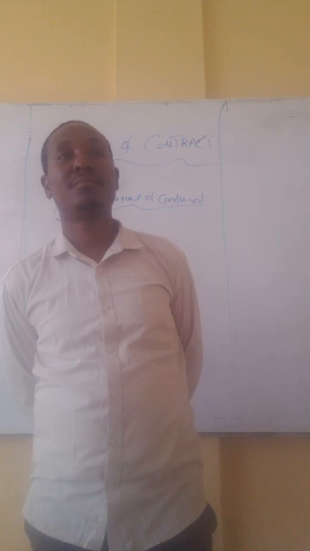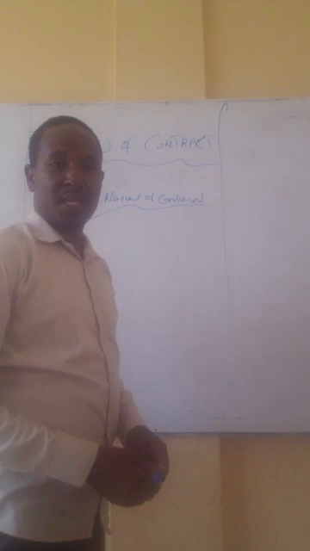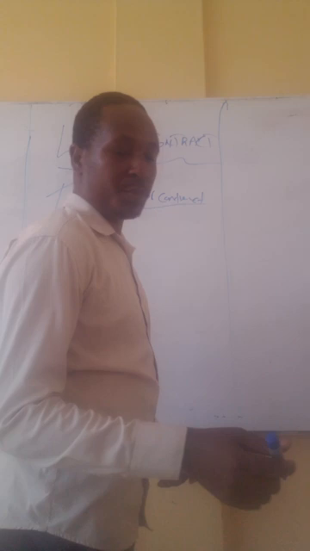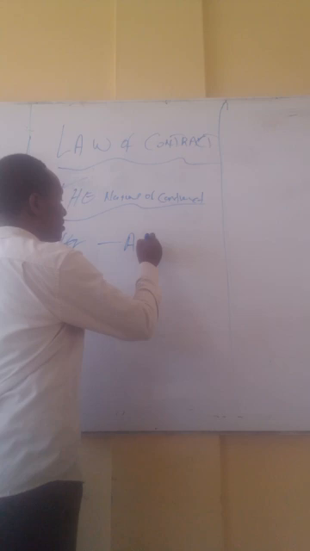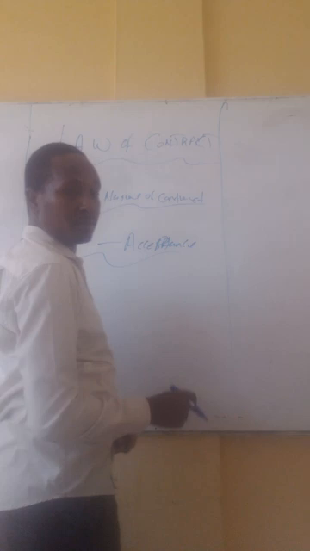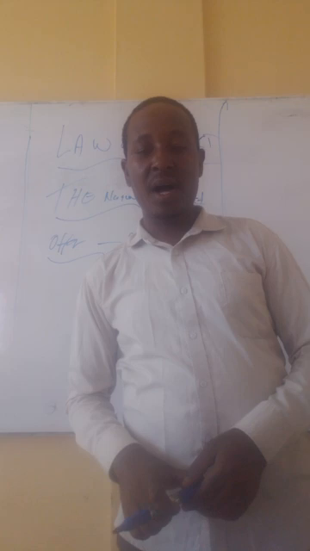Essentials of a valid contract. For a valid contract to exist, there are things that are necessary. One of them is offer and acceptance. There must be a lawful offer and lawful acceptance, thus resulting in an agreement.